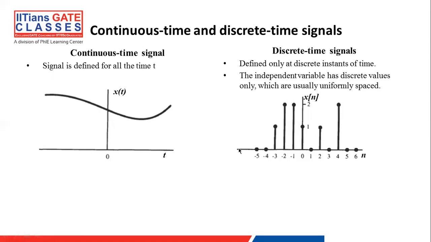Okay, so here when we say the continuous time signal, the signal is defined at all times. When we say the discrete time signal, this signal is defined only at a discrete set of times, discrete instants of time.